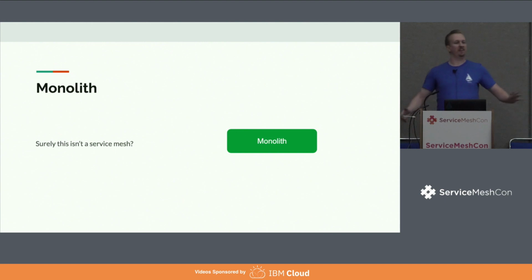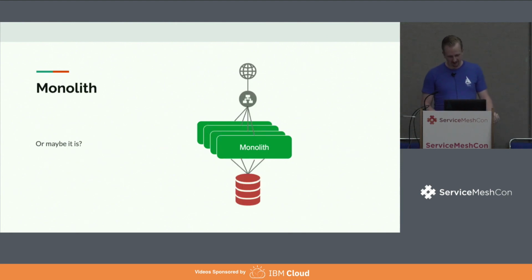Certainly, the monolith is not a service mesh, right? There's not even one gray line on this diagram. There are 0 gray lines. Not a service mesh at all. I think we can all agree with that. But again, I've never actually seen anything that looked like this in production. If you have, I would love to hear about it. It sounds fascinating. In real life, what I've seen looks a little bit more like this.